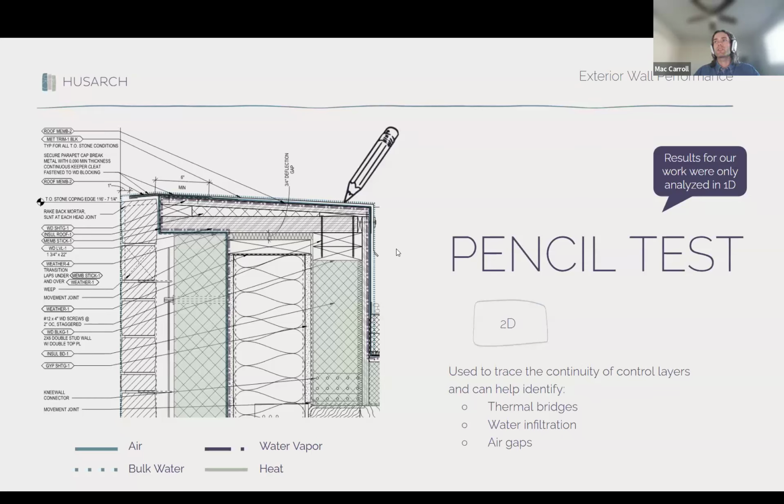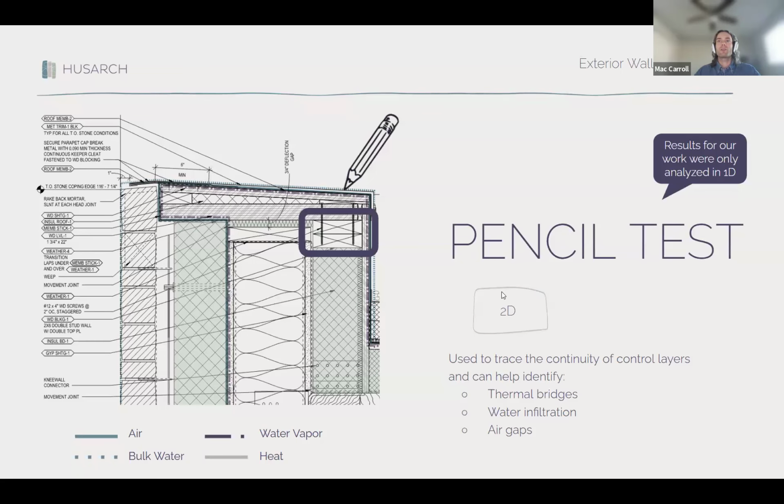So I have a challenge for people in the chat. In this particular case, where might you see a thermal bridge based off of this pencil test in the detail? And I'll just jump to it. You can see the heat barrier, which is that insulation, but the thermal resistance, or the conductivity, of the wood blocking right there is probably going to be a little bit higher than the insulation itself. Not by a ton, but it's not as good as the insulation.